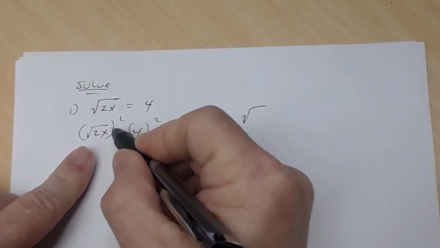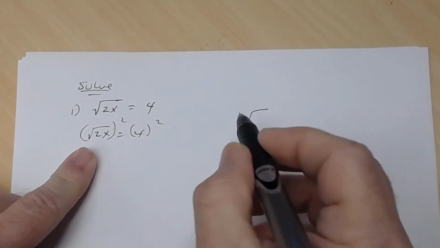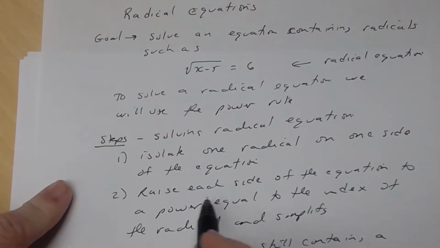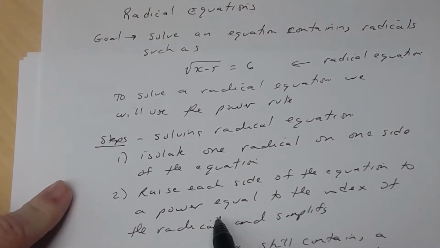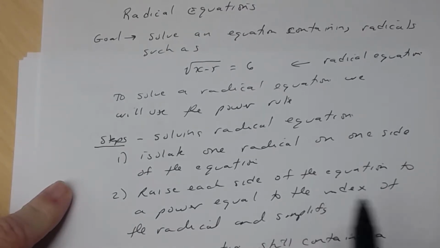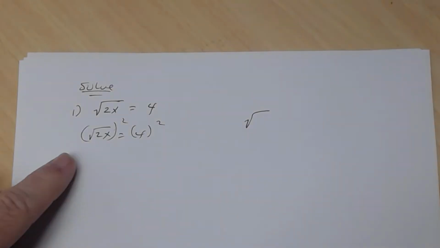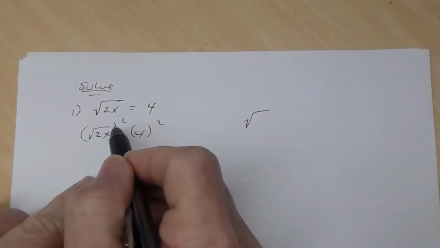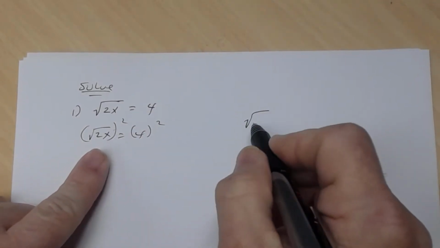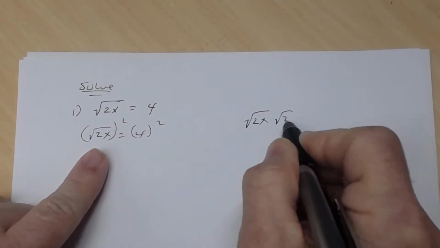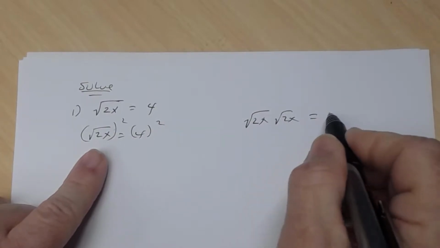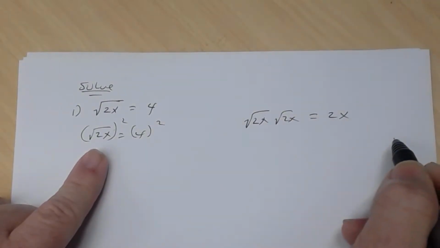So you see this right here, this left side, so we raise both sides to a power equal to the index, and we're going to simplify. All right, so simplifying means that on the left side you have the square root of 2x squared, which means square root of 2x and square root of 2x. But remember, the square root of 2x times the square root of 2x is just 2x.